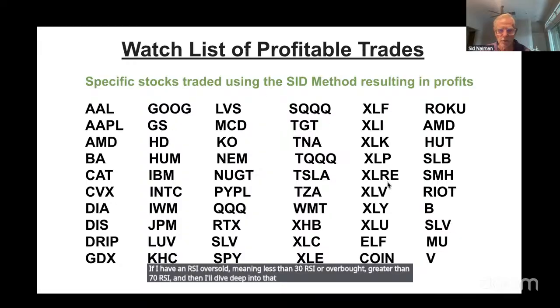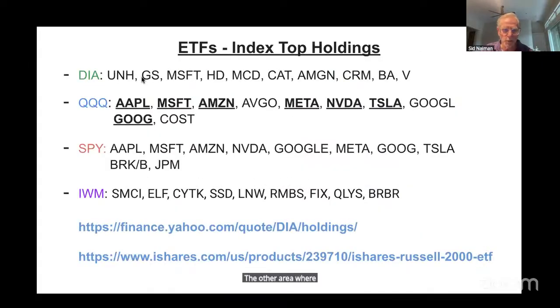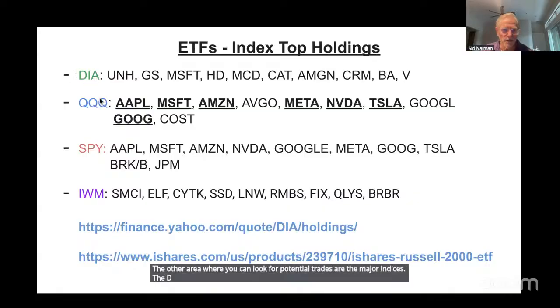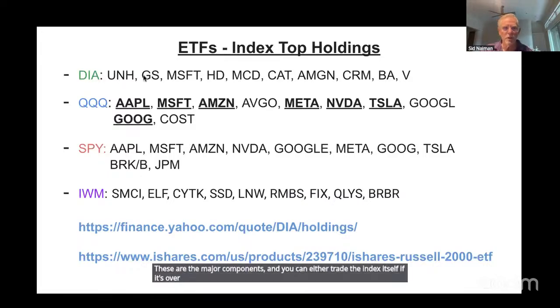But I can go through watch lists of 50, 60 trades in less than 10 minutes. The other area where you can look for potential trades are the major indices: the DIA (Diamonds), QQQ (Qs), SPY (Spiders), and IWM, small stocks. The Diamonds are the 30 top industrial stocks, these are the major components, and you can either trade the index itself if it's oversold or overbought, or any of these components if they're oversold or overbought.